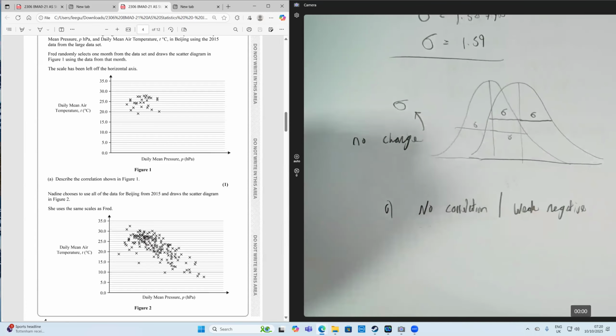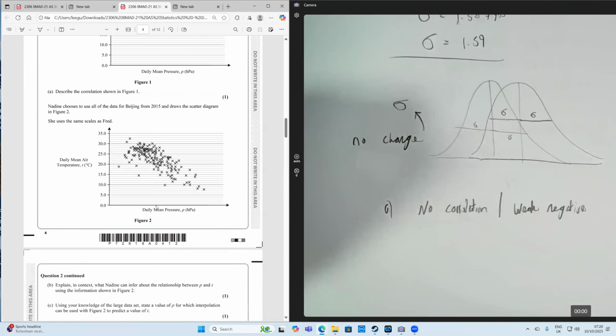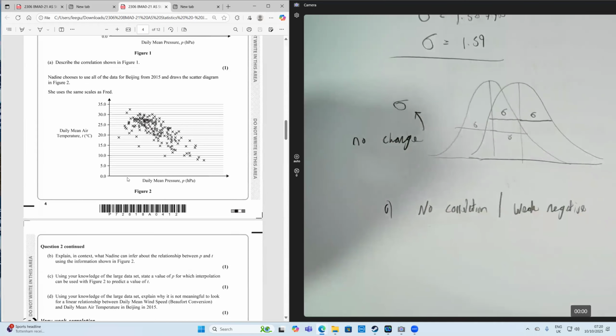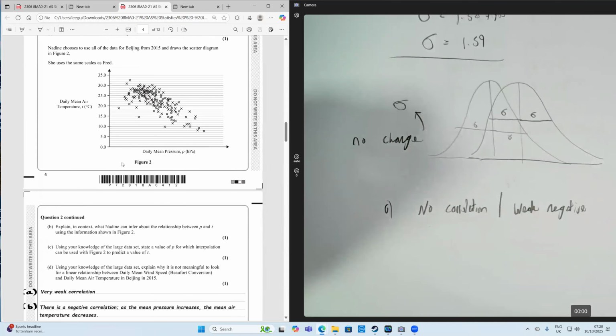That's part A. Now, Nadine chooses to use all of the data for Beijing in 2015 and draws a scatter diagram for figure 2. She uses the same scales as Fred.